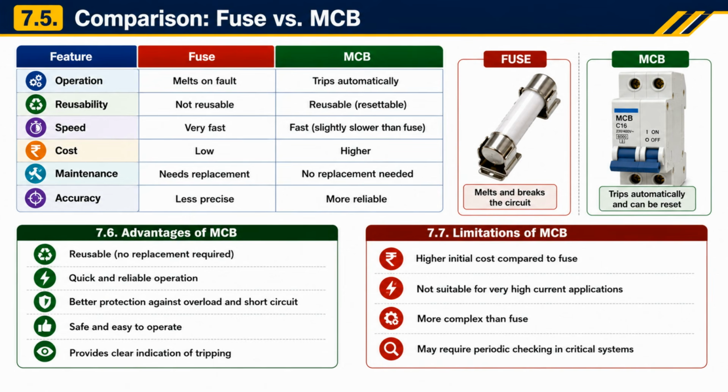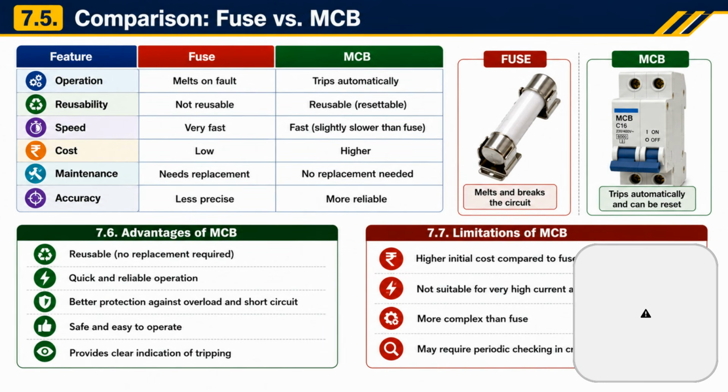4. Cost. A fuse has a low initial cost. An MCB has a higher initial cost. 5. Maintenance. A fuse requires replacement after every fault. An MCB does not require replacement and needs only resetting. 6. Accuracy. A fuse provides less precise protection. An MCB offers more reliable and accurate protection.